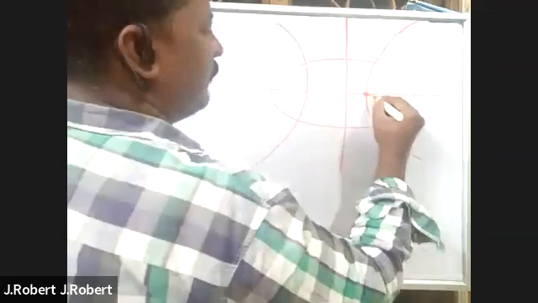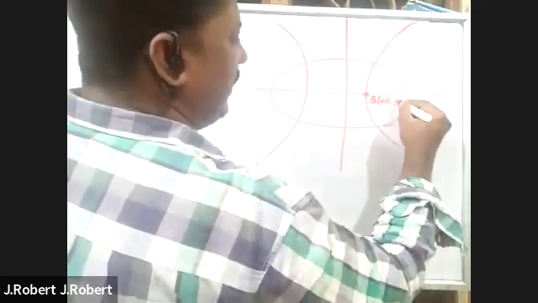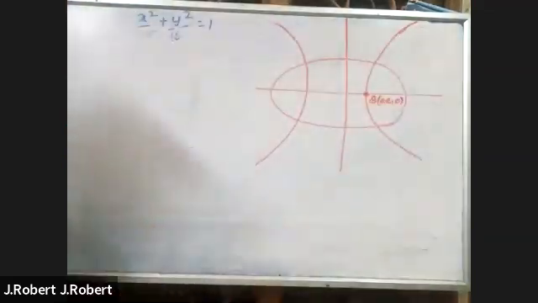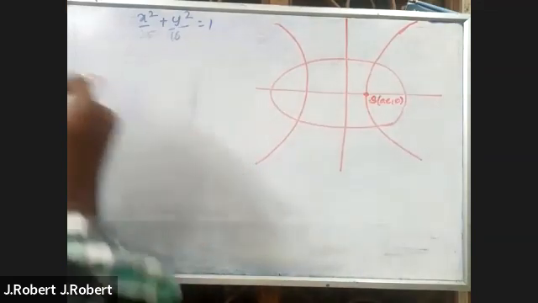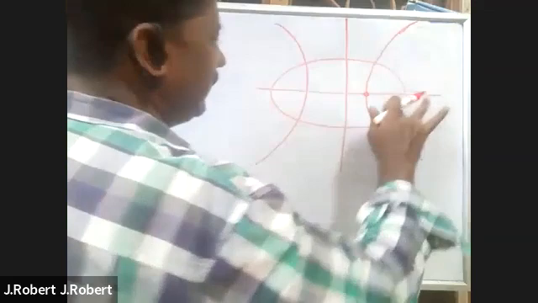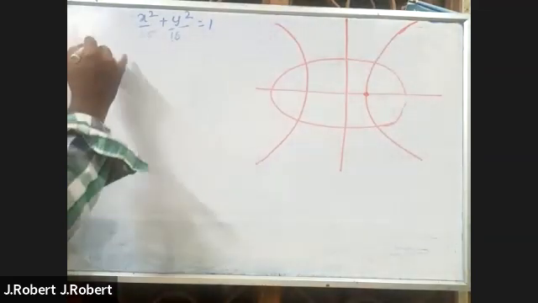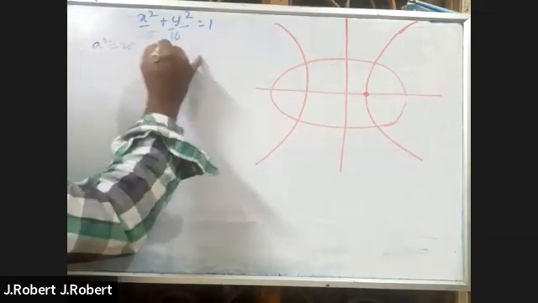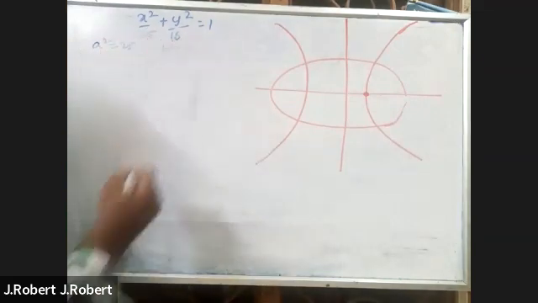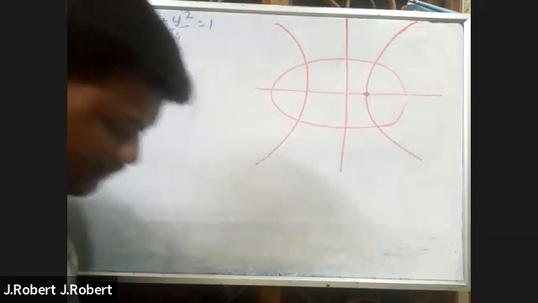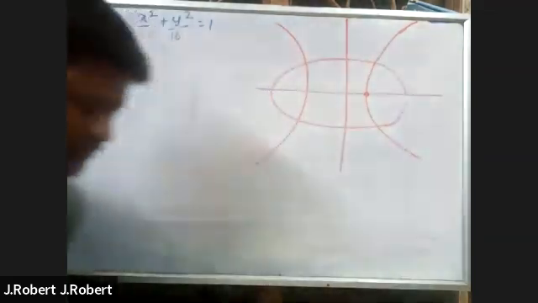What is the foci of the ellipse? One focus is (ae, 0) and the other is (minus ae, 0). And நம்ம இந்த point (ae, 0) கண்டுபிடிக்கலாம், இல்லையா? So how do you find it? From this ellipse it is given that a square is equals to 25 and b square is equals to 16.